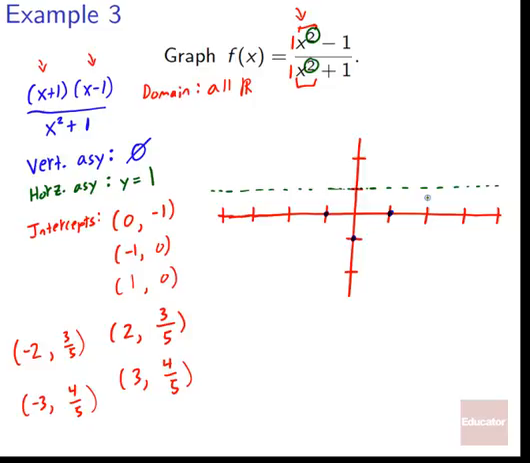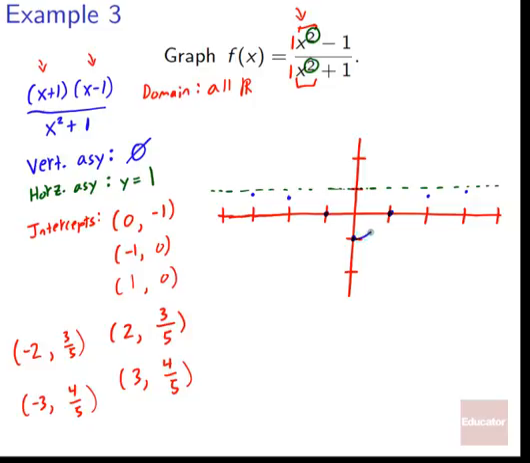Great. Let's plot those points. Negative 2 is at 3/5, so 3/5 of the way up. Positive 3, I should have said positive 2 as well back there. Positive 3 is at 4/5. Negative 2 now is at 3/5. Negative 3 is at 4/5.